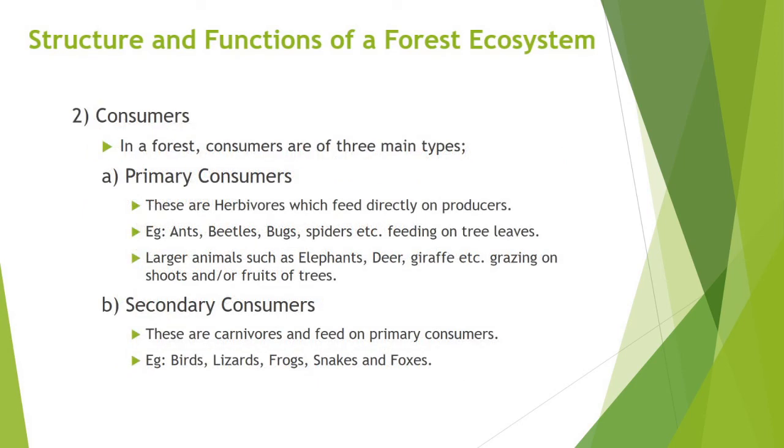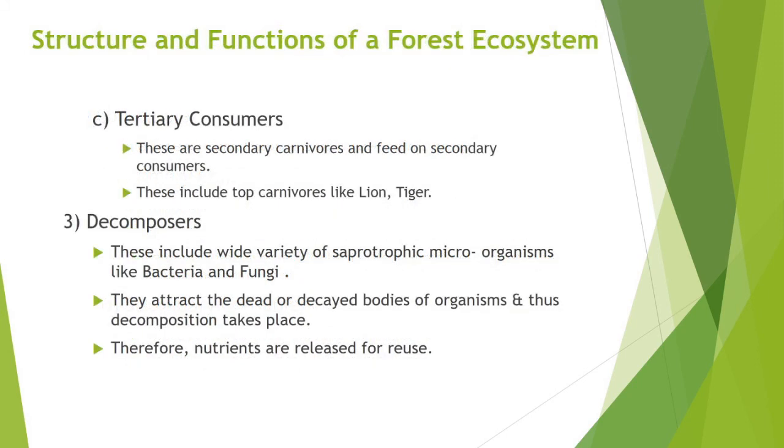Consumers. In a forest, consumers are of three types: primary, secondary, and tertiary. Primary consumers such as ants, beetles, bugs, elephants, deer, giraffe, etc. are found. Secondary consumers include birds, lizards, frogs, snakes, etc. Lion, tiger, etc. are examples of tertiary consumers.